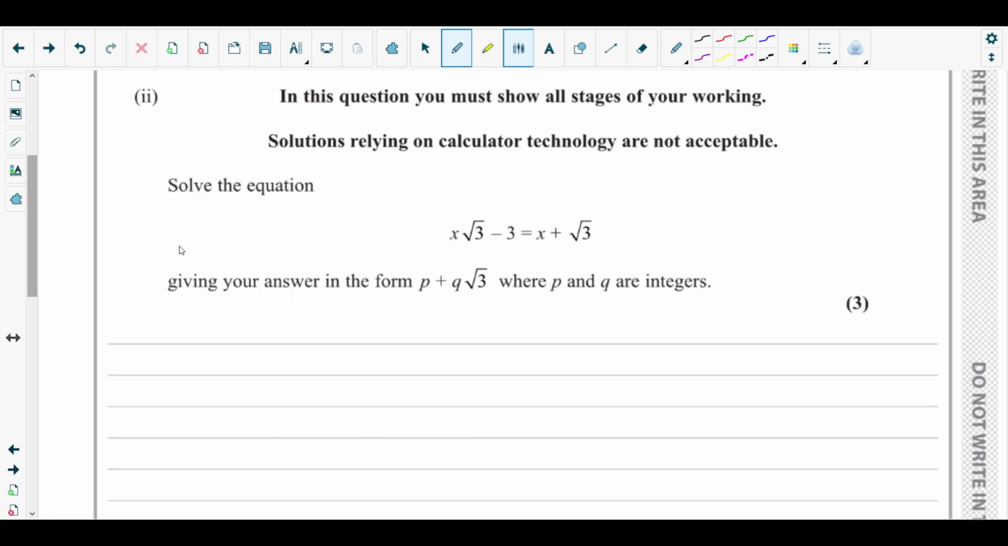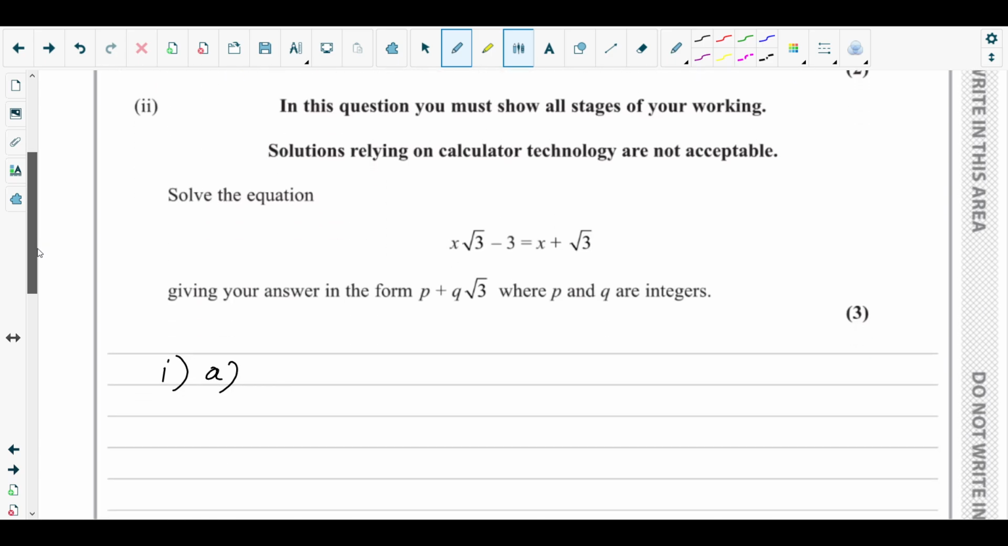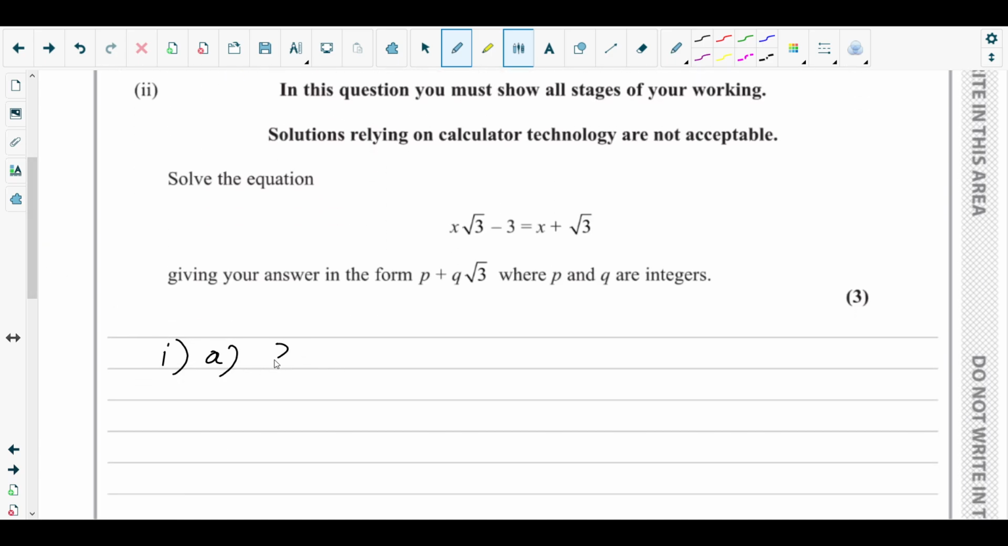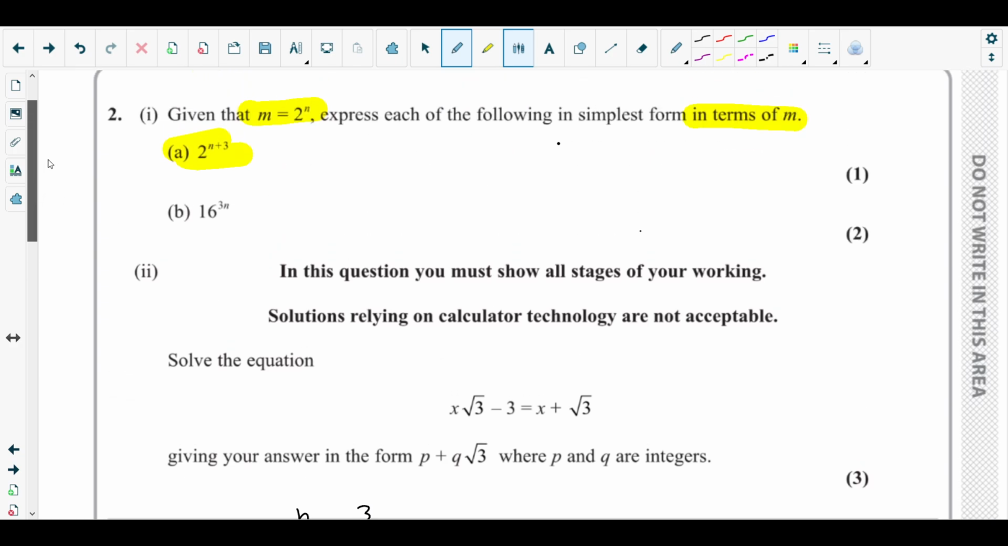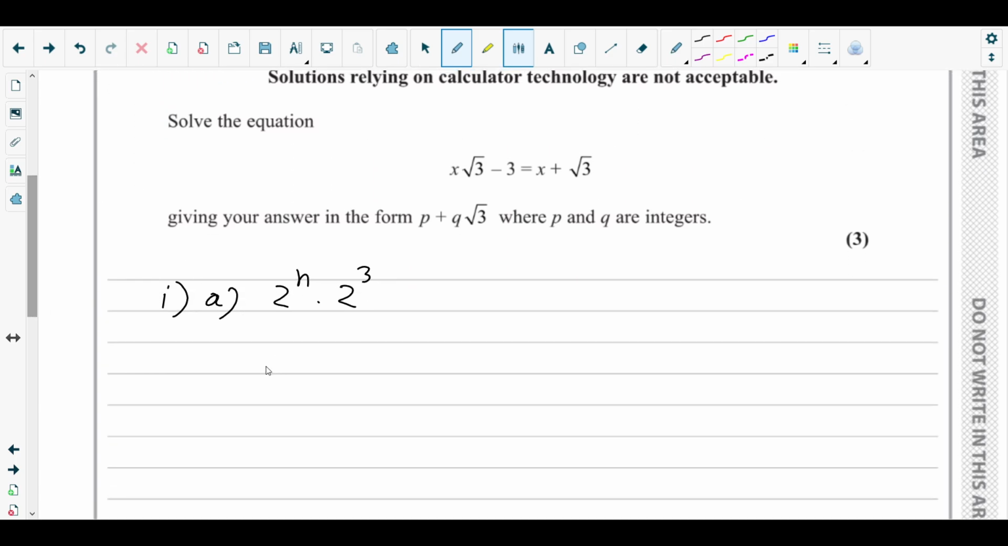So for part a, 2 to the power n plus 3. Since it is 2 to the power n plus 3, we can write 2 to the power n times 2 cubed. We know that m equals 2 to the power n, and 2 cubed is 8. So the answer is 8m. That's it. Done.